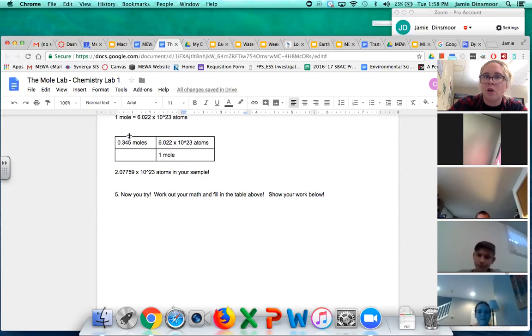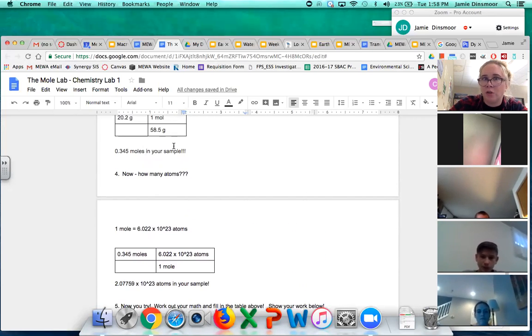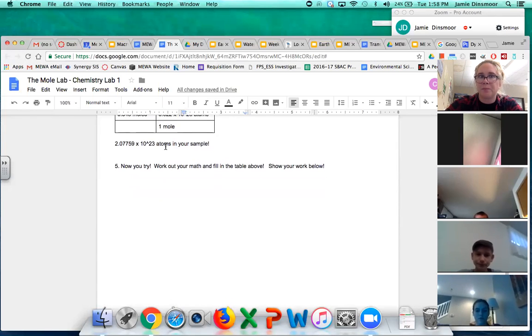So we just take our moles number, which we got from our previous setup here using grams, and we multiply by Avogadro's number so that we can get rid of moles and be left with atoms. Now, these are all going to be huge numbers because you're multiplying by 6.022 times 10 to the 23rd power, right? That's a huge number. So unless you have a really tiny amount of moles, you're going to have a lot of atoms.